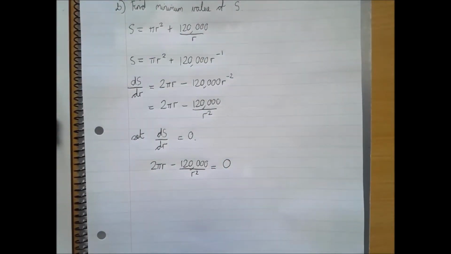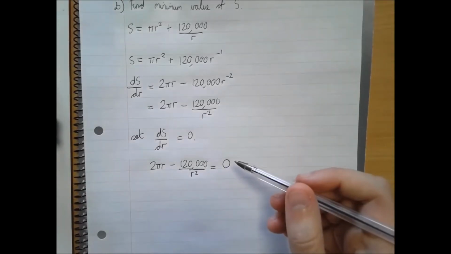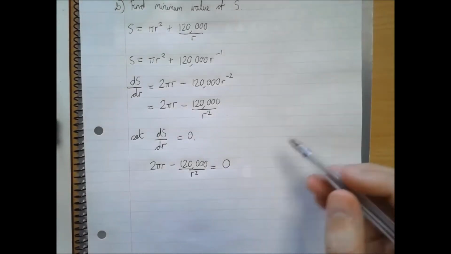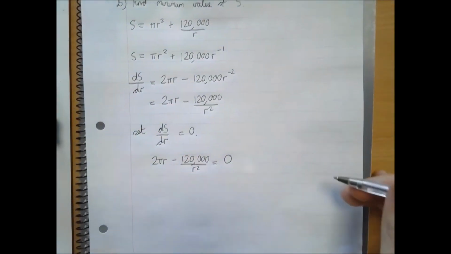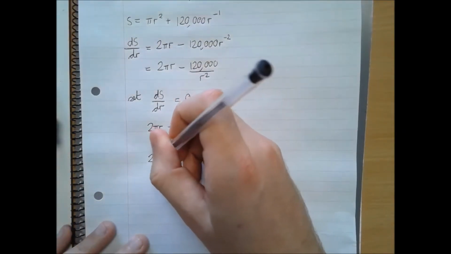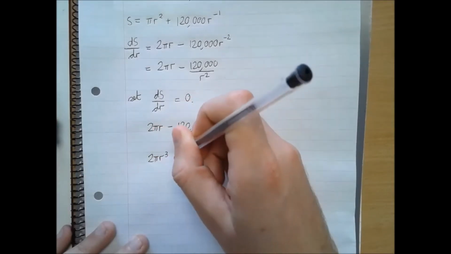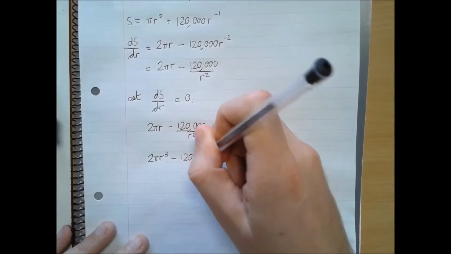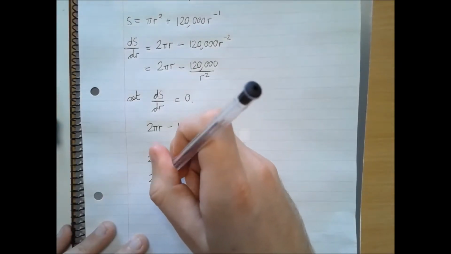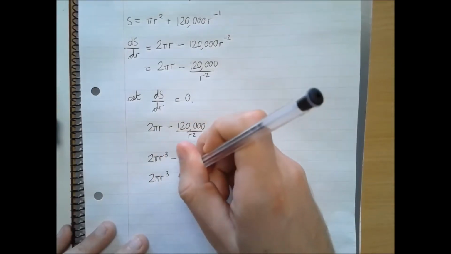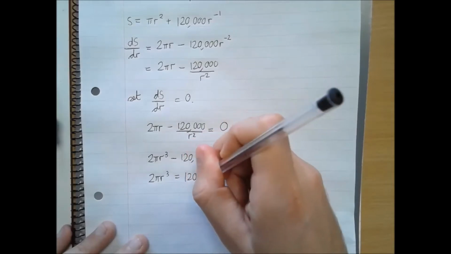So what we're going to do then is multiply everything by r squared, because then it gets rid of the divisor there. So we're going to have 2 pi r cubed minus 120,000 equals 0, and then do some more rearranging. You're going to get 2 pi r cubed equals 120,000.